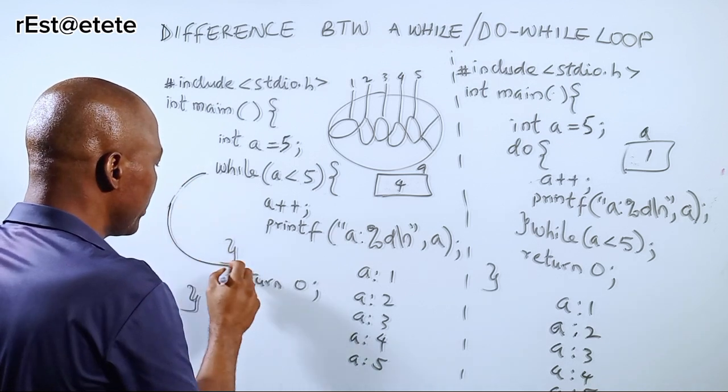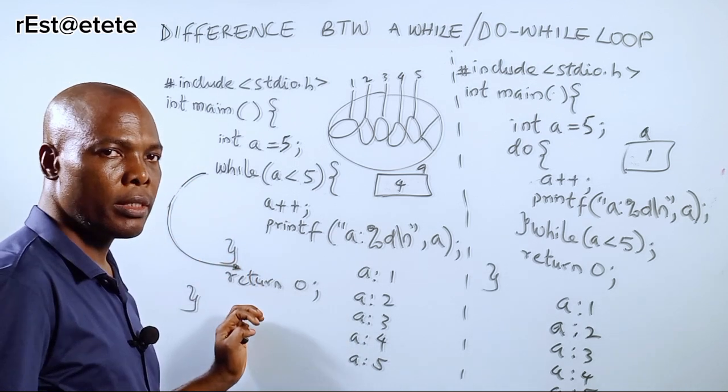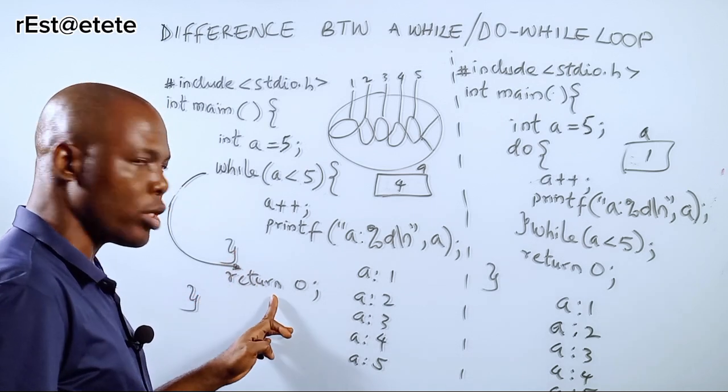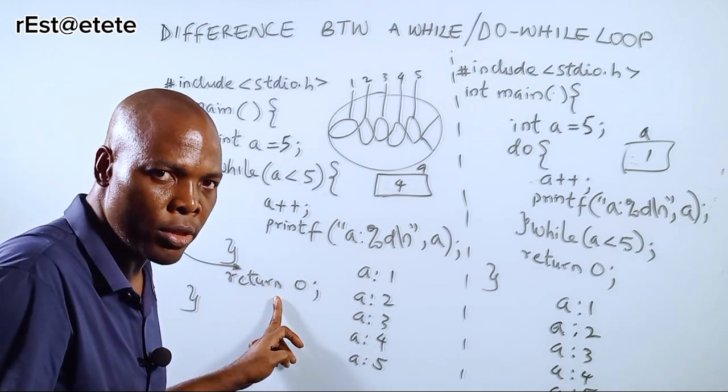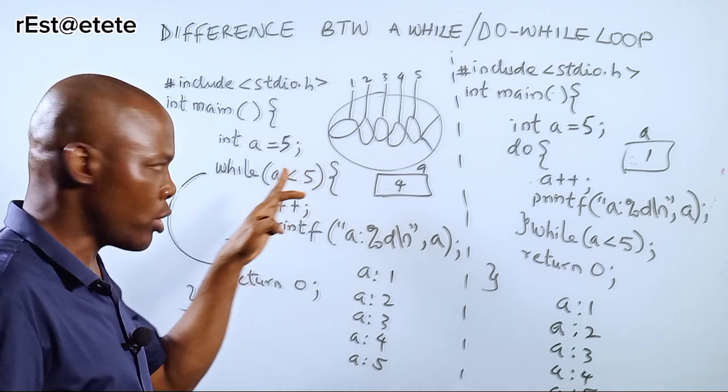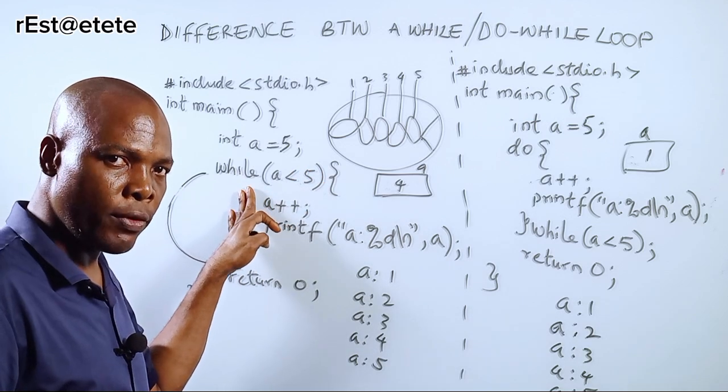If there was any statement here, it would come to this place. But since there is no statement, it will just return, meaning nothing is going to be printed out on the screen for this while loop, because at the very beginning, the condition is false.